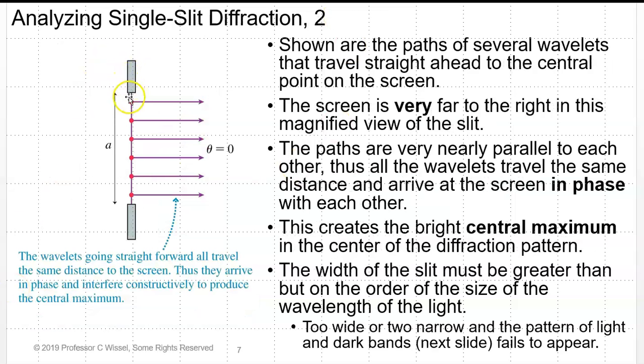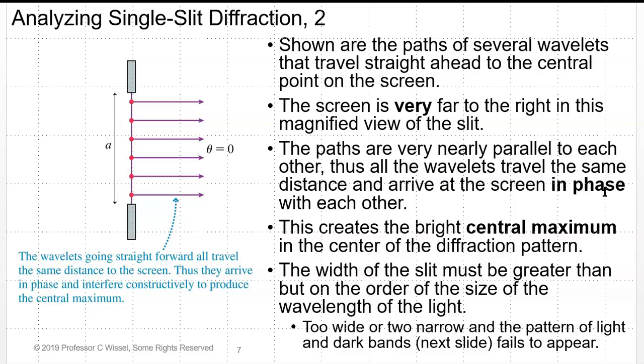Now, shown here are the paths of several wavelets. Here's a slit right here of width a. Shown here are the paths of several wavelets that travel straight ahead to the central point on the screen. The screen will be way off to the right. The paths are very nearly parallel to each other, thus all the wavelets travel the same distance and will arrive in phase at the screen. This creates a bright central maximum in the center of the diffraction pattern.